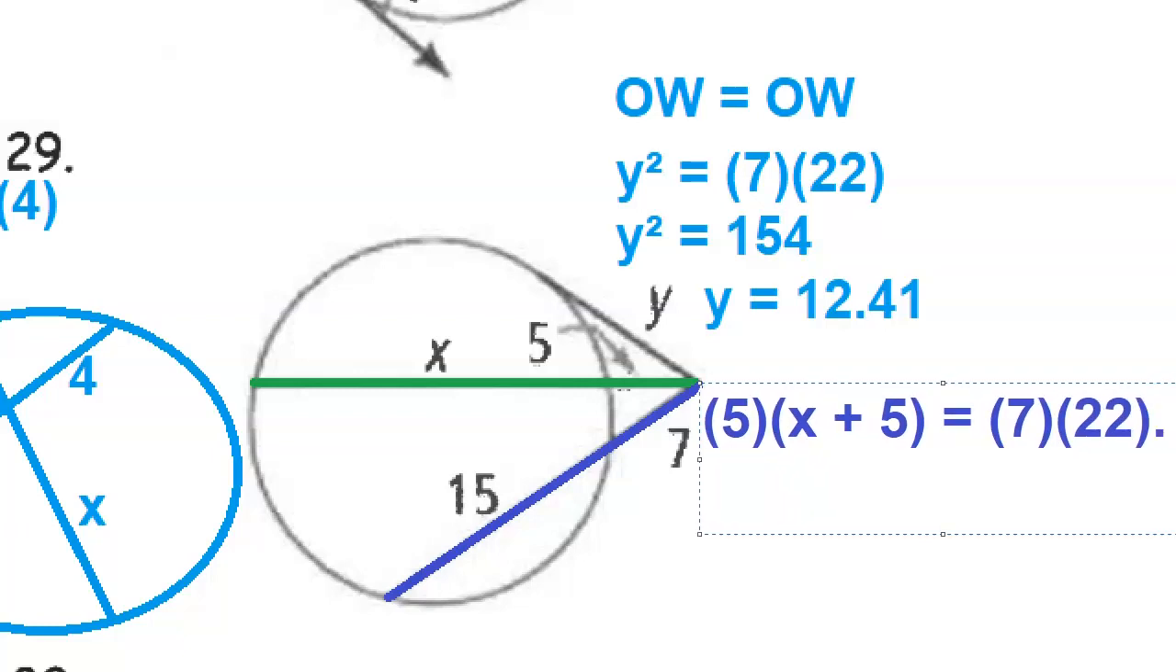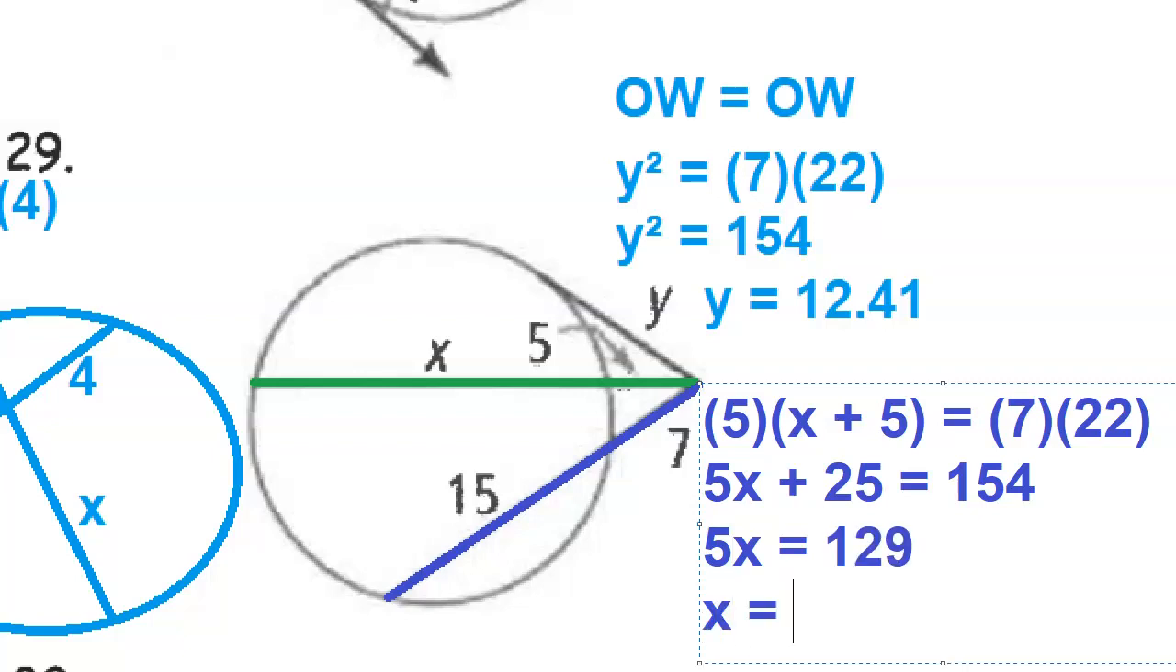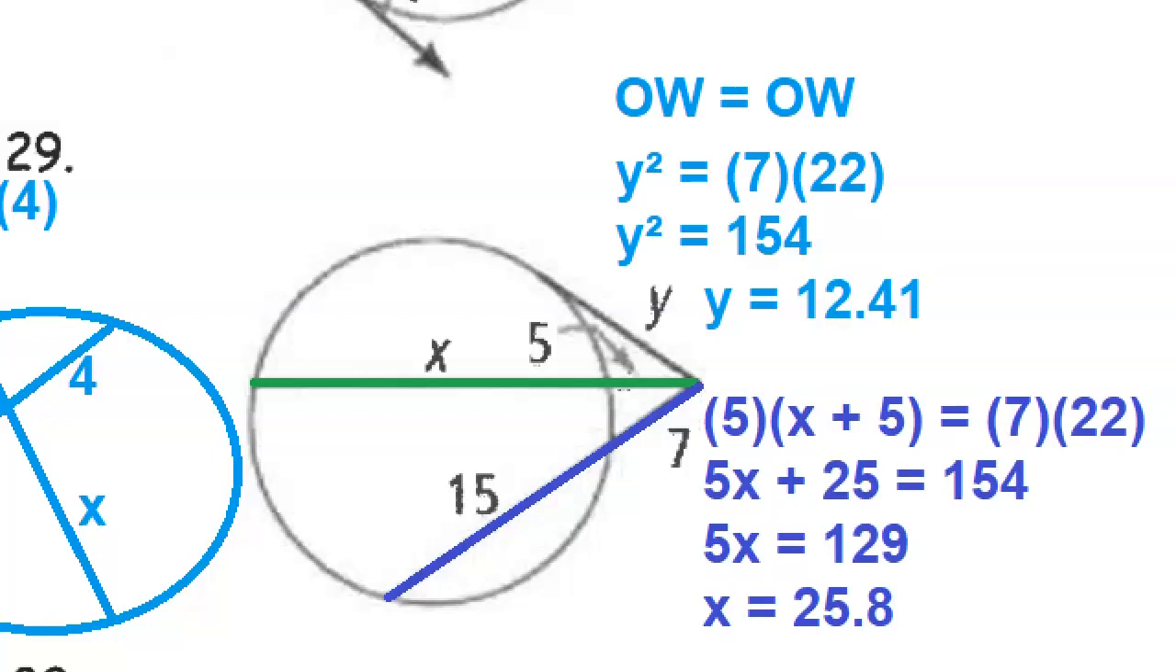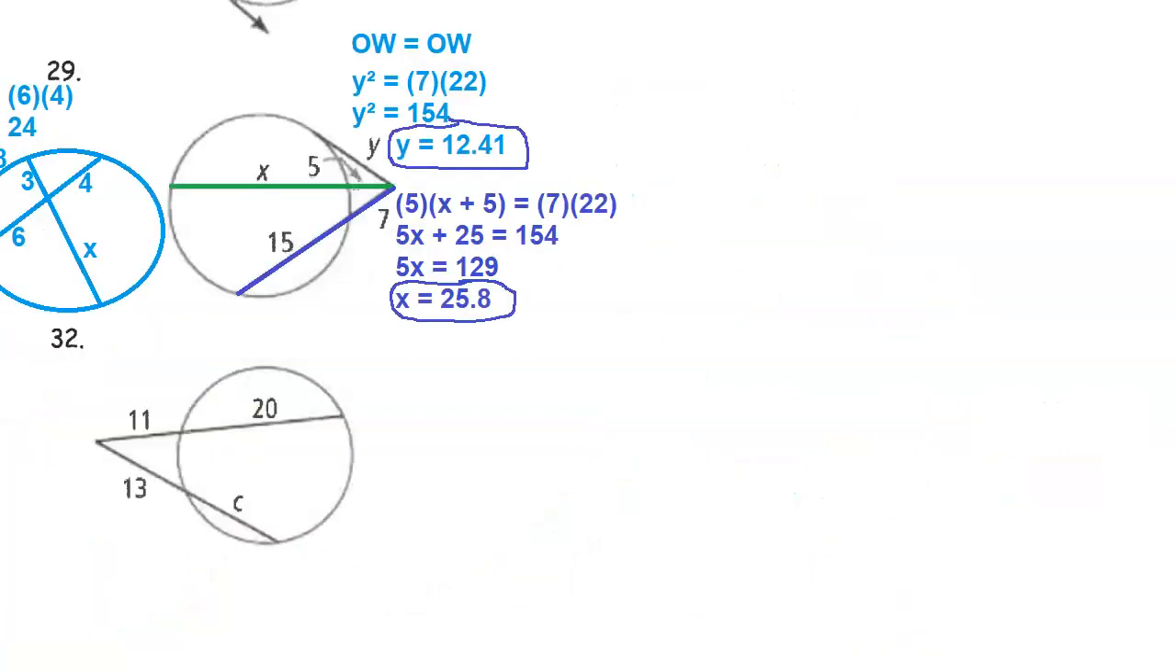So that's going to give me 5x plus 25 equals 154. And if I subtract, I get 5x equals 129. And then x, if you divide 129 by 5, it sounds to me like you're going to get 25.8. Double check me here, because that would be pretty bad if that wasn't right. So y equals 12.41. X equals 25.8. All right.